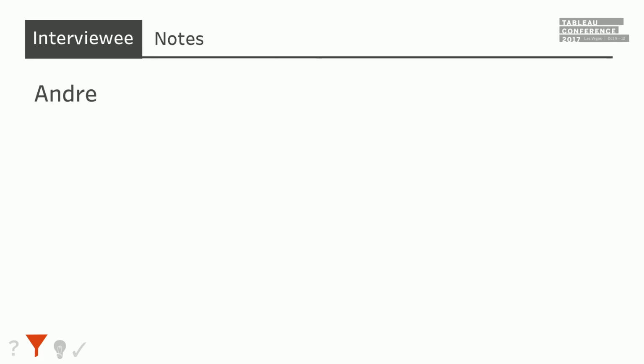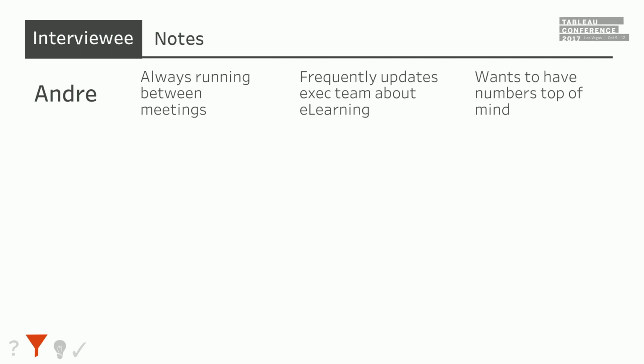But just for the sake of explaining this, there's only a couple. So the first person we interviewed here was Andre. And Andre's an executive, and a couple things we noticed here was that Andre's running between meetings a lot. He also updates the executive team about the e-learning program, and he wants to have those numbers top of mind so that he can tell everyone else what they are if he runs into them in the hallway.